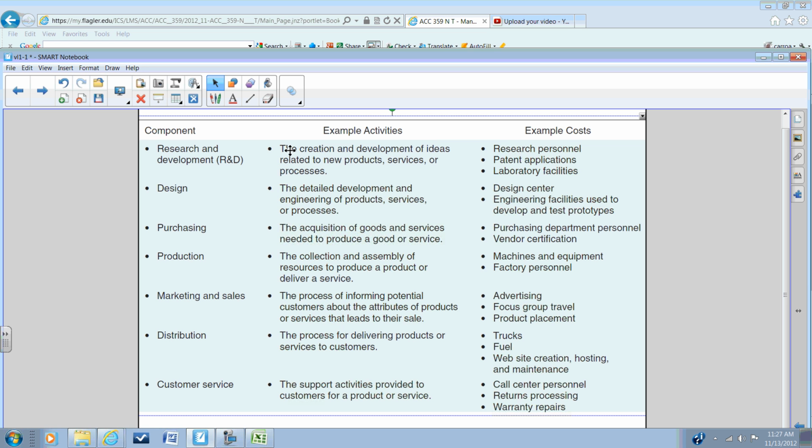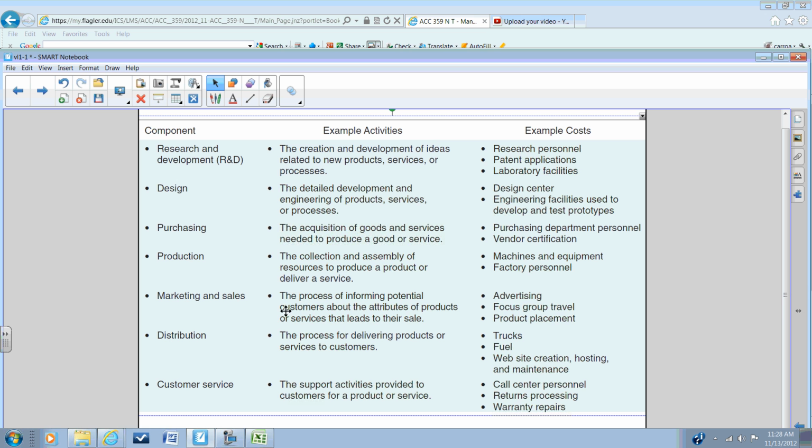So again, this neat little chart shows an example of the types of activities that are associated with each component and gives you a little bit of an example so you can see how these components are implemented, what type of costs we're likely to incur. The primary focus of cost accounting is to track these and allow management to go back and assess the cost of each component with the benefit that it's going to give in the future.